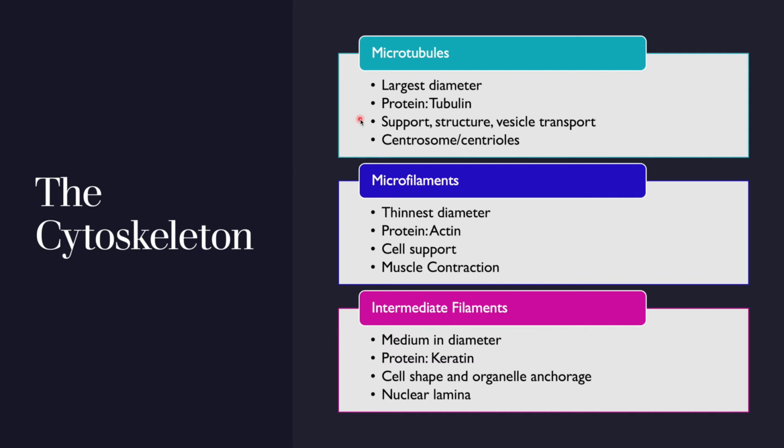They also provide tracts for vesicles to move from one organelle to another in the cell. They are also involved with the separation of chromosomes in mitosis and meiosis, which we will discuss in detail in a later unit. The centrosome is the center for microtubule assembly, which exists in both animals and plant cells. Centrioles, however, only exist in the animal cell and are involved with cell division.